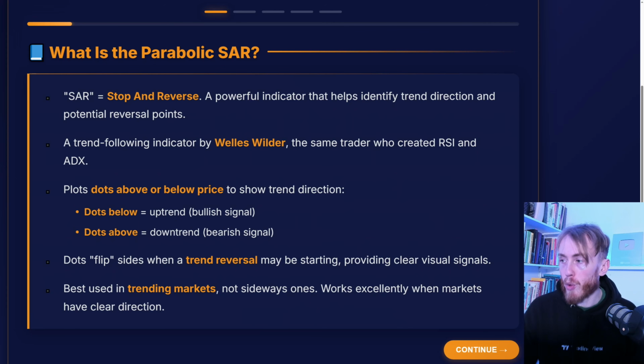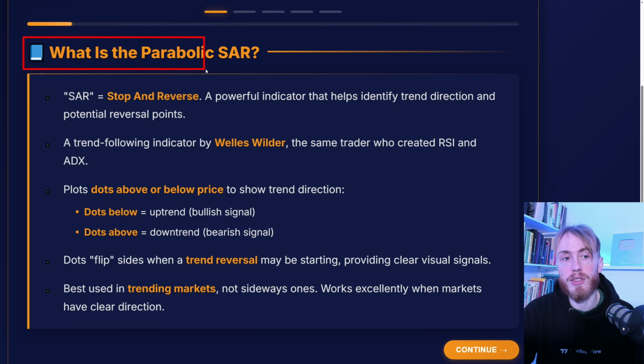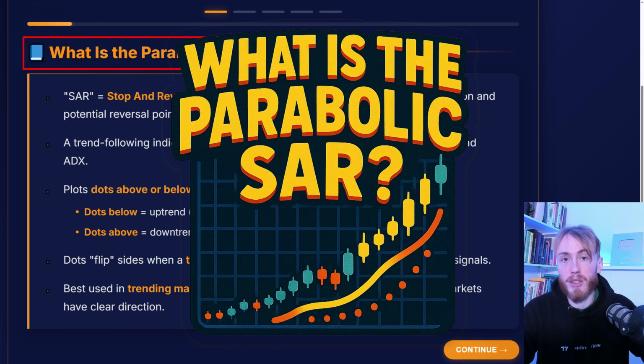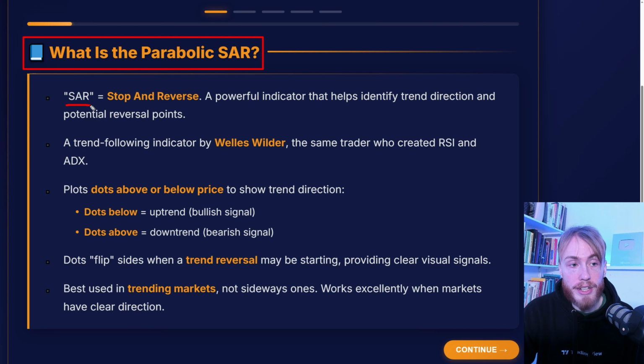But right, so before we can start trading with the Parabolic SAR, we of course first of all need to know what is the Parabolic SAR in the first place. And well, SAR simply stands for stop and reverse. And this is a powerful indicator that can help you identify trend direction and potential reversals.